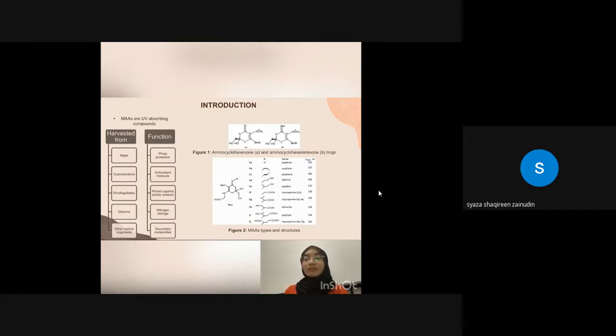MAAs are defined by aminocyclohexanone or aminocyclohexenimine rings that are conjugated with one or two amino acids. Figure 2 shows some of the basic structures of MAAs that can be found, where the most basic one is carotene with absorption maxima at 320 nanometers, and the addition of functional groups, hydroxyl and carboxyl, will differentiate each MAA based on their absorption maxima.